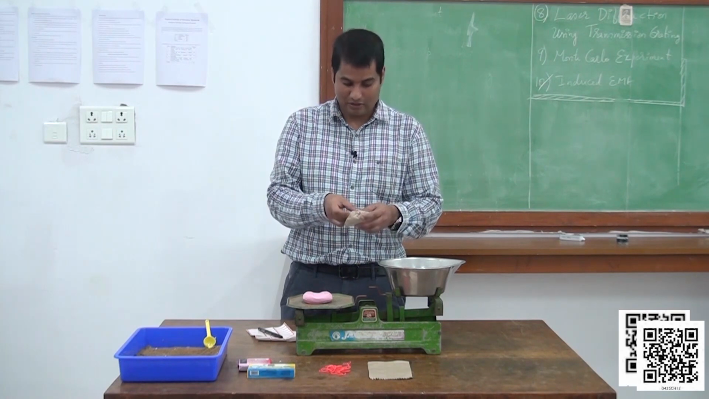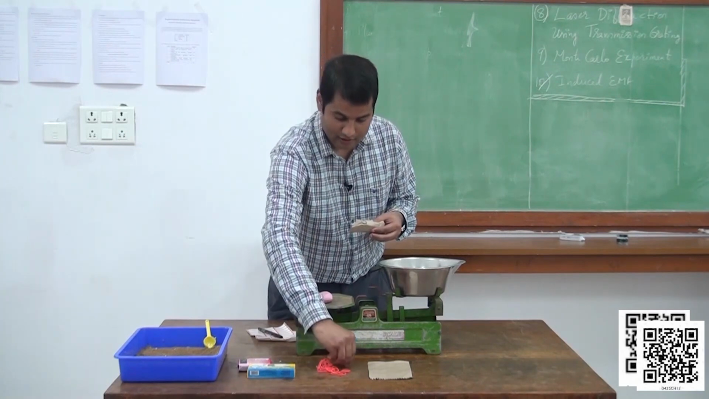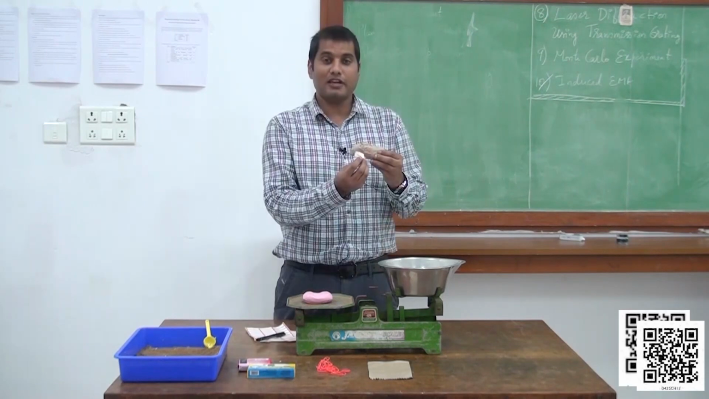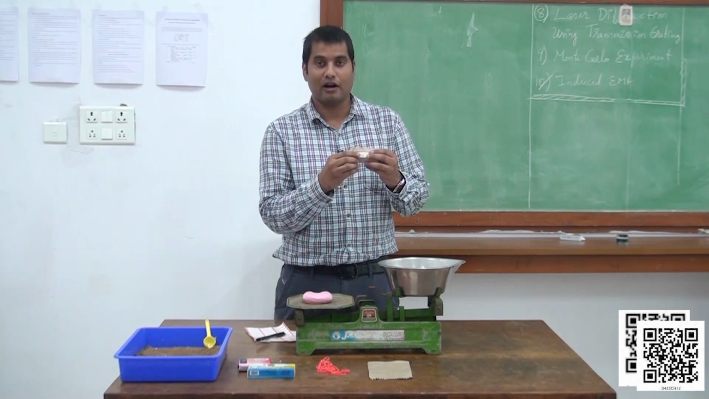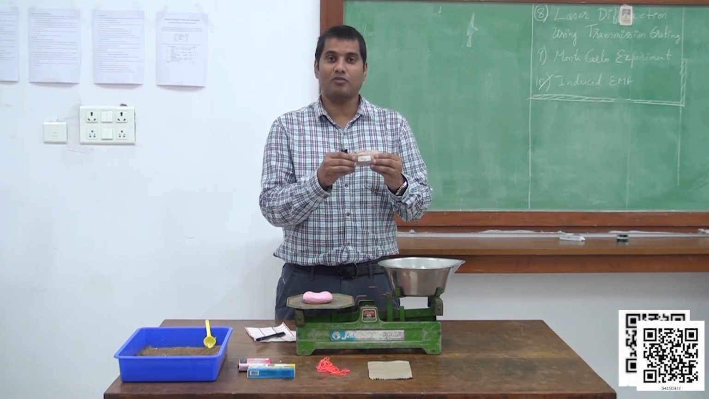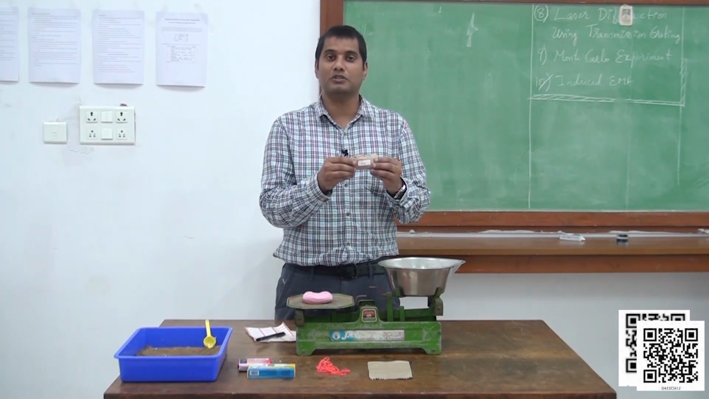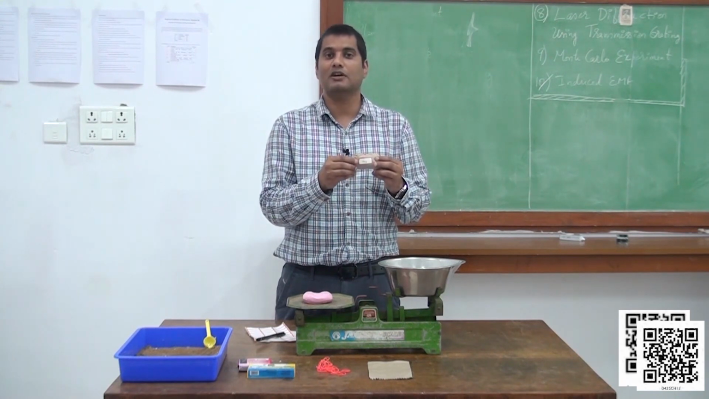Now you fold this paper packet and tie it with a rubber band, stick a sticker and mark it 100 gram. So now the weight of this sand in the packet is 100 gram. Now we can use this packet of sand for measuring different objects, and this is going to measure 100 gram.